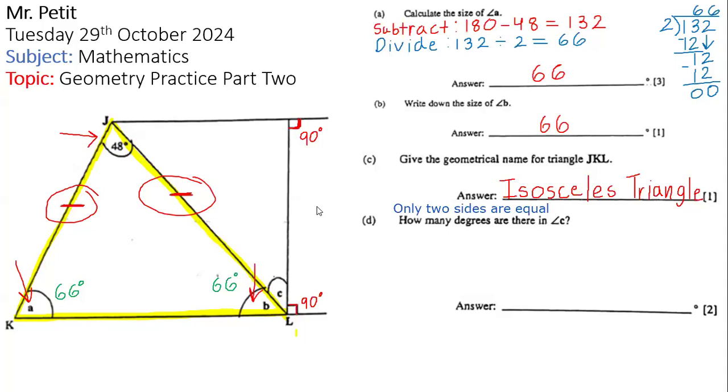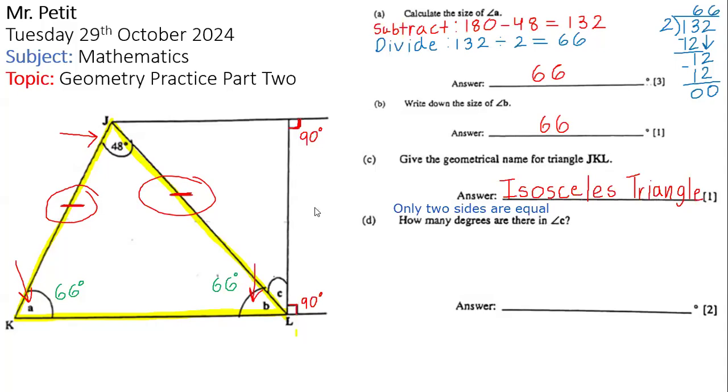Crispin Rogers, where's Crispin Rogers? How do you know this is an isosceles triangle? Only two sides are equal. And how do you know only two sides are equal? What gives it away? The two lines. The two lines. Very good.